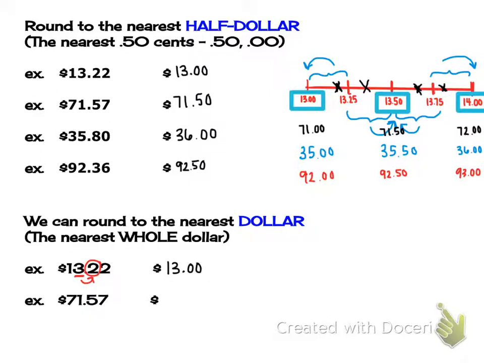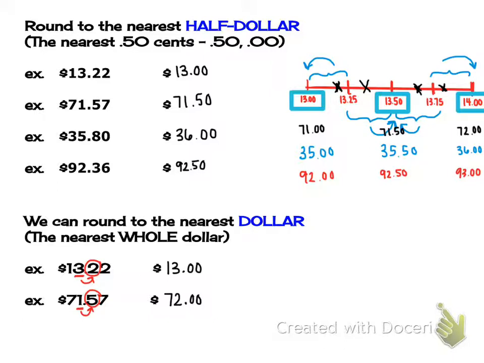71.57, the next example. The 1 is in the ones place. I look at the 5 next to it. That 5 tells me to round up. So I go up to $72, which makes sense because 57 cents is closer to $72 than it is to $71.